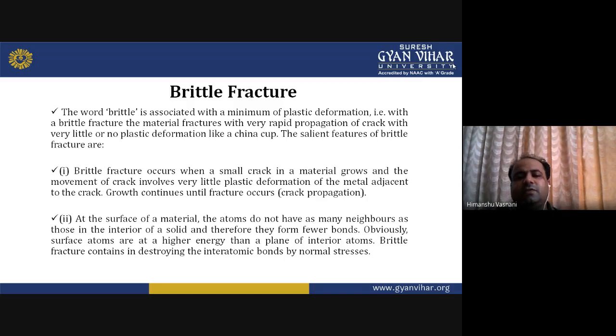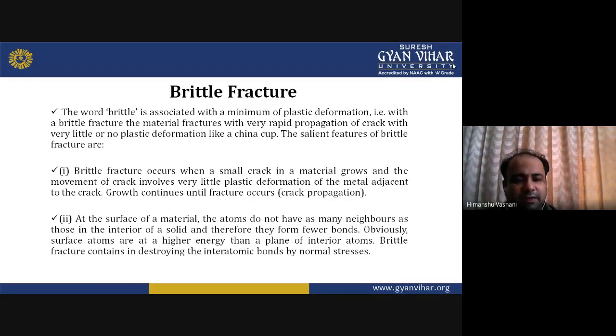So at the surface of a material, the atoms do not have as many neighbors as those in the interior of a solid, and therefore they form fewer bonds. At the surface of the metal, the atoms have neighbors only below them, not above. They don't have atoms on the upper side which they can call neighbors. In the interior they have that, so the bonding is only with the interior.